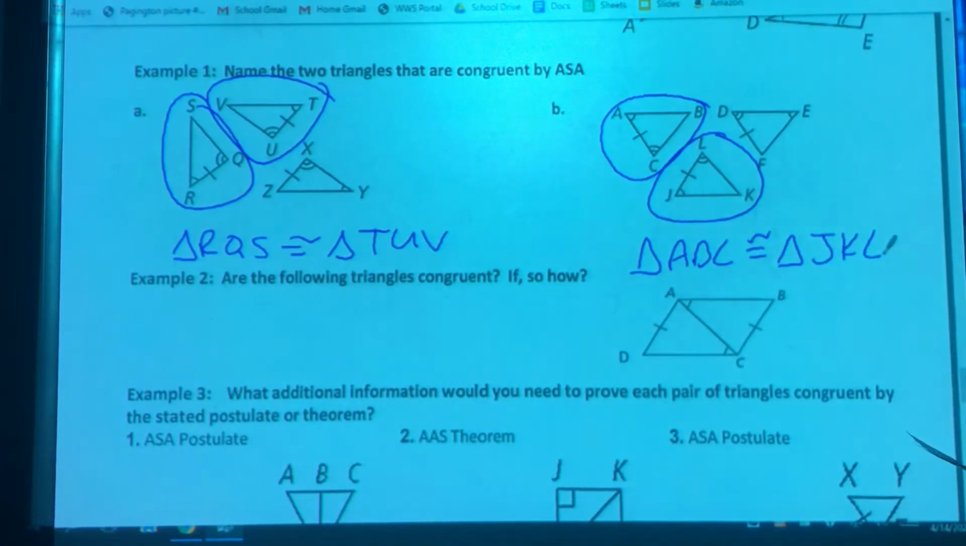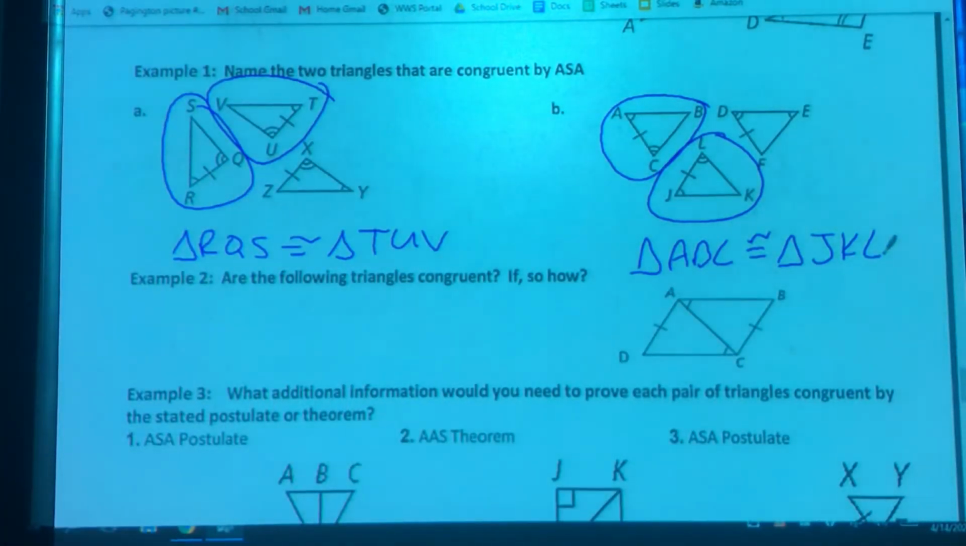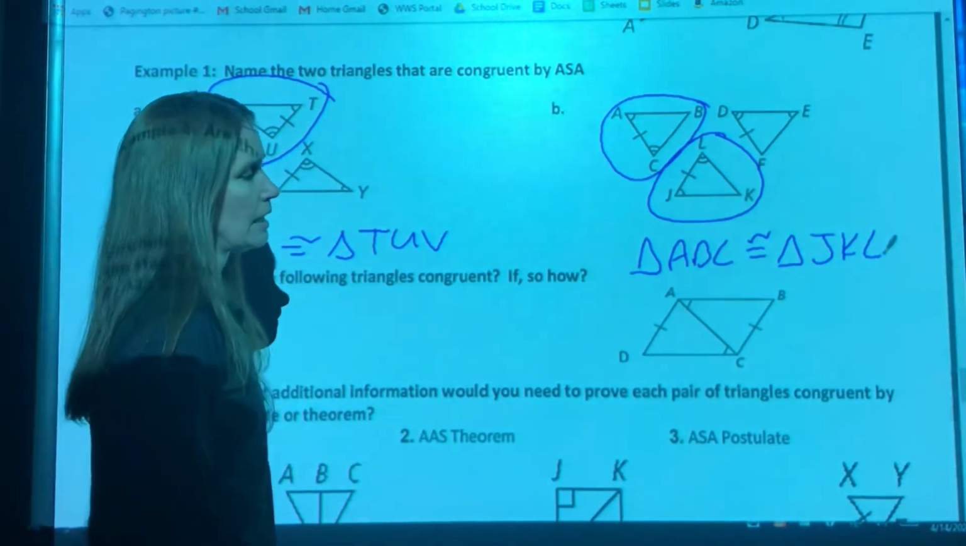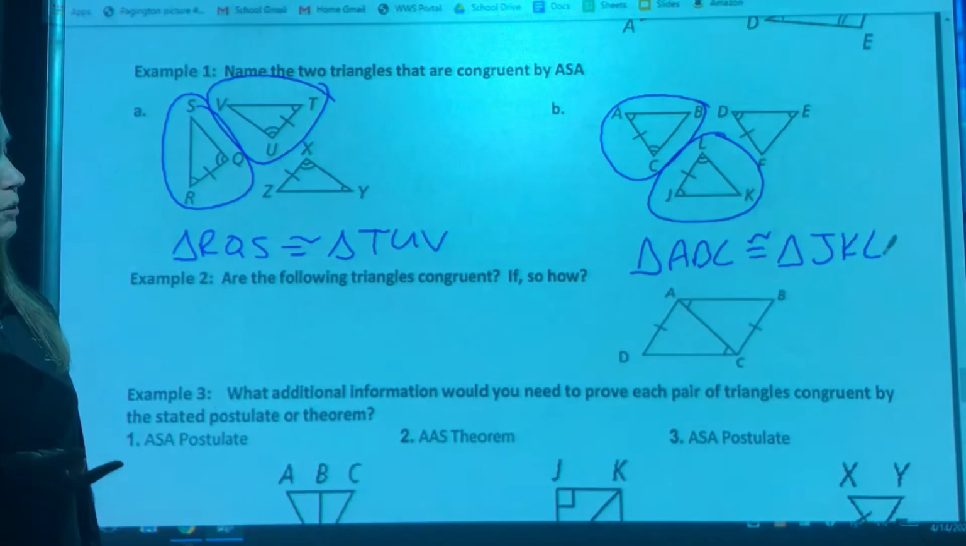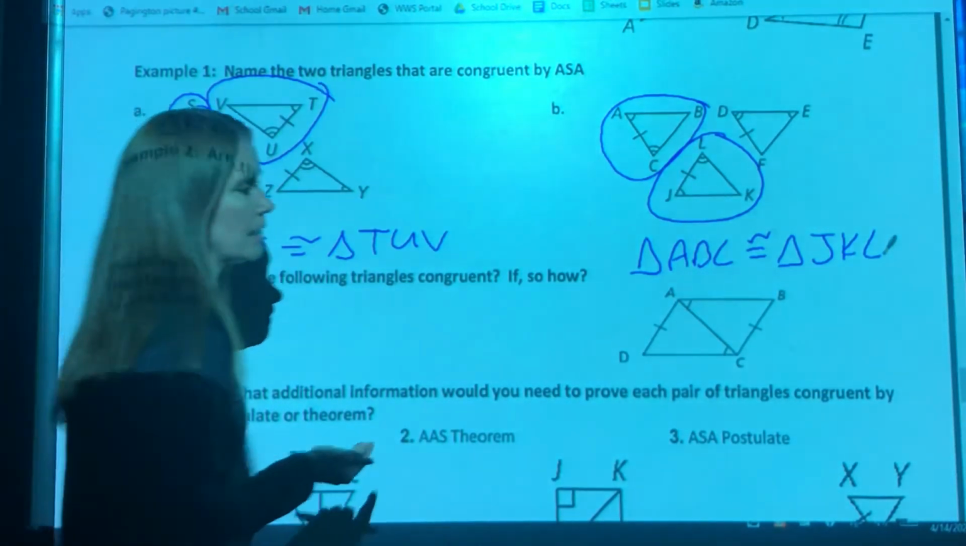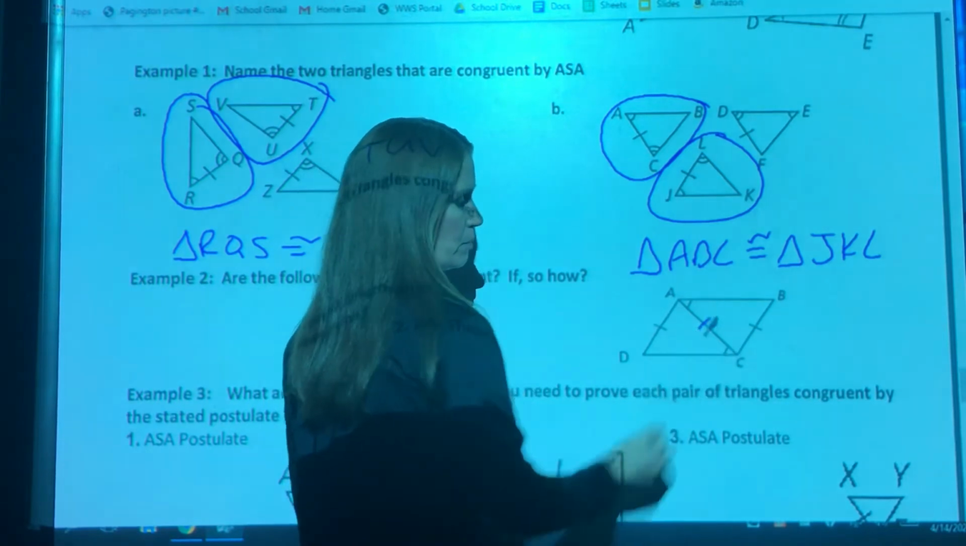Okay. So on example 2, it says, are the following triangles congruent, and if so, how? So if we slow down and look at this, I always want to look at a picture to think, is there anything else I know for sure is congruent besides what is marked? And again, they're sharing a side, so I know that side is congruent for both.